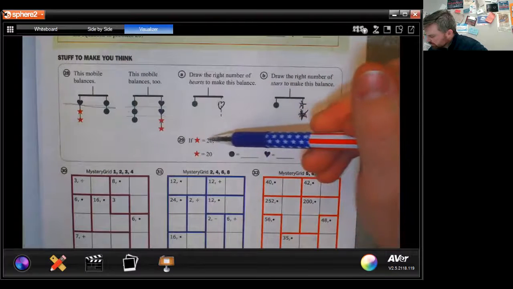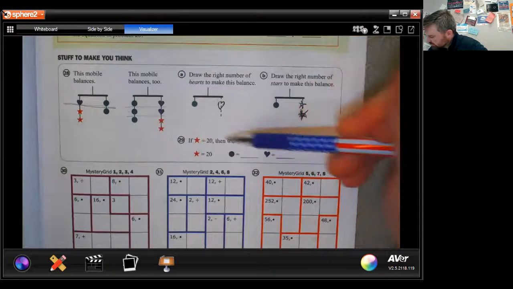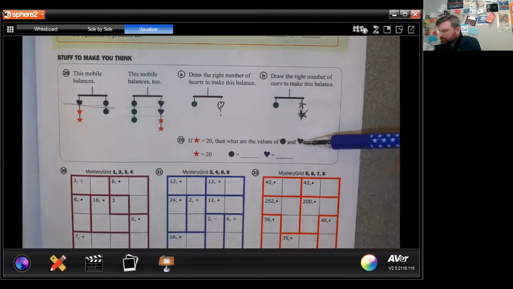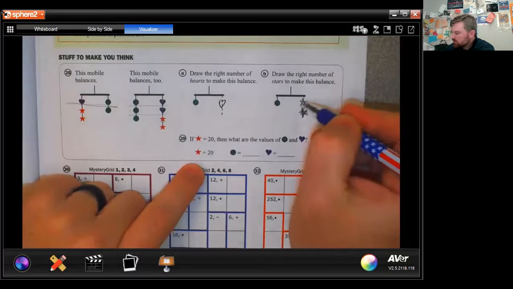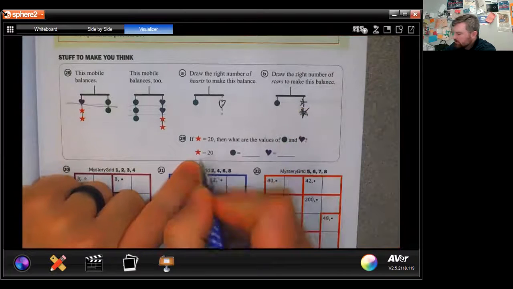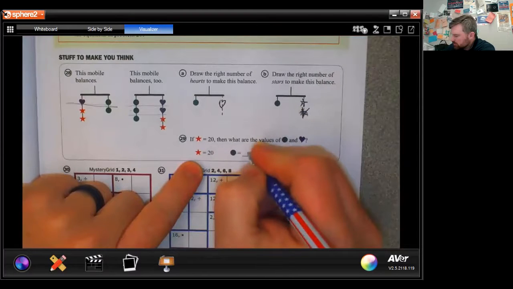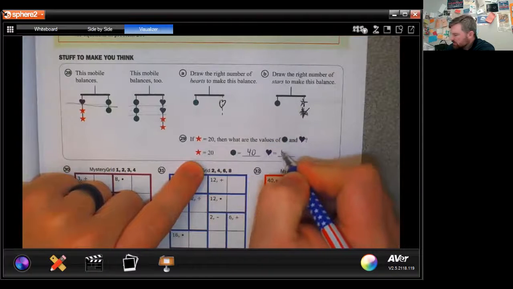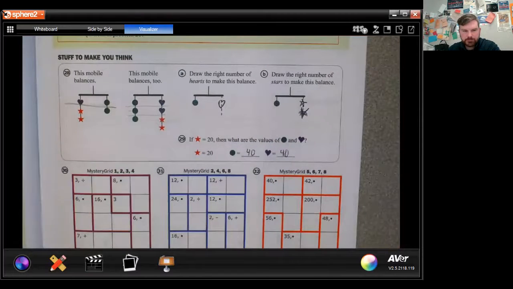If a star equals 20, then what are the values of a circle and a heart? So remember, 2 stars made the circle. So 2 of these would make a circle, which is 40. And then a circle and the heart are the same. So this would also be 40.